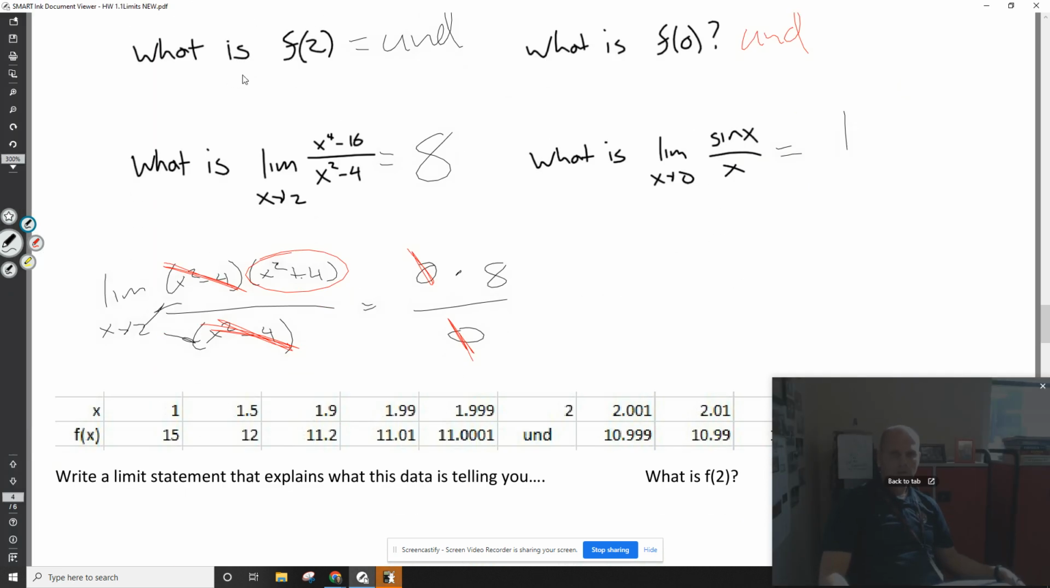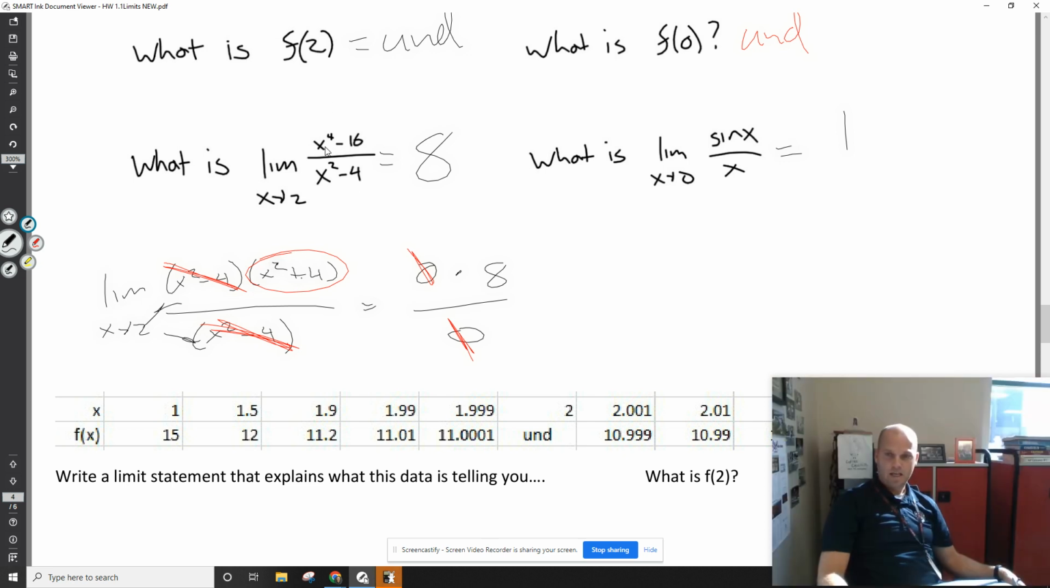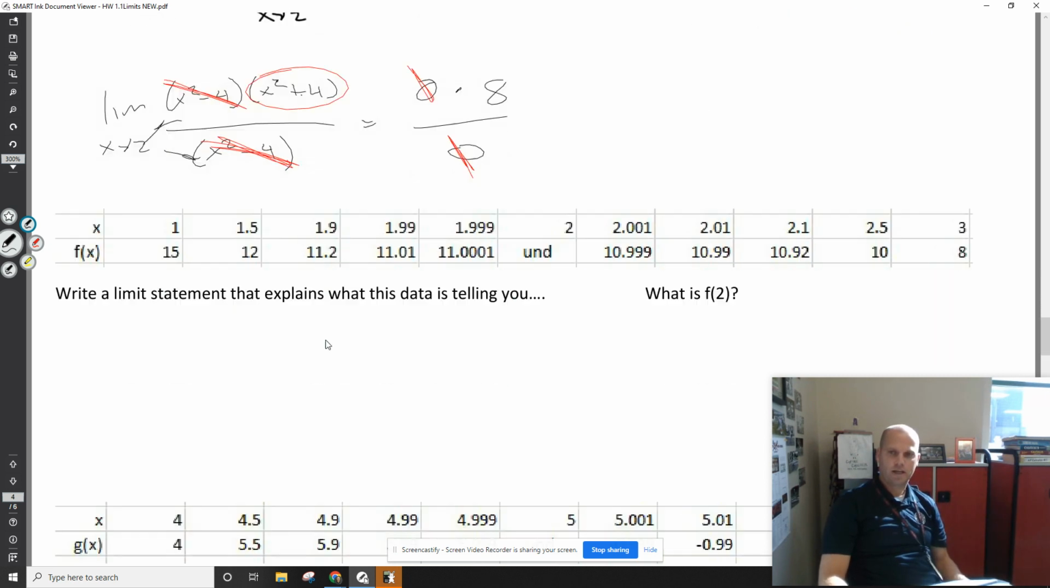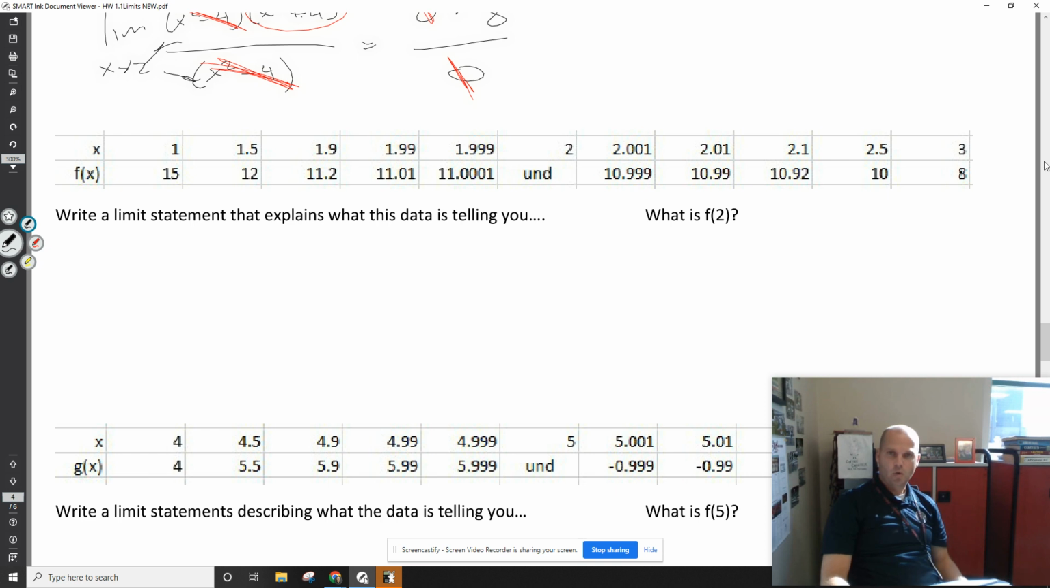Okay? Keep in mind this technique for our quiz, finding limits where we have an undefined. We can try to factor to discover the y coordinate we'd be approaching. Keep that in mind. Here's a good question: write a limit statement that explains what this data is telling you. And then what is f of 2?